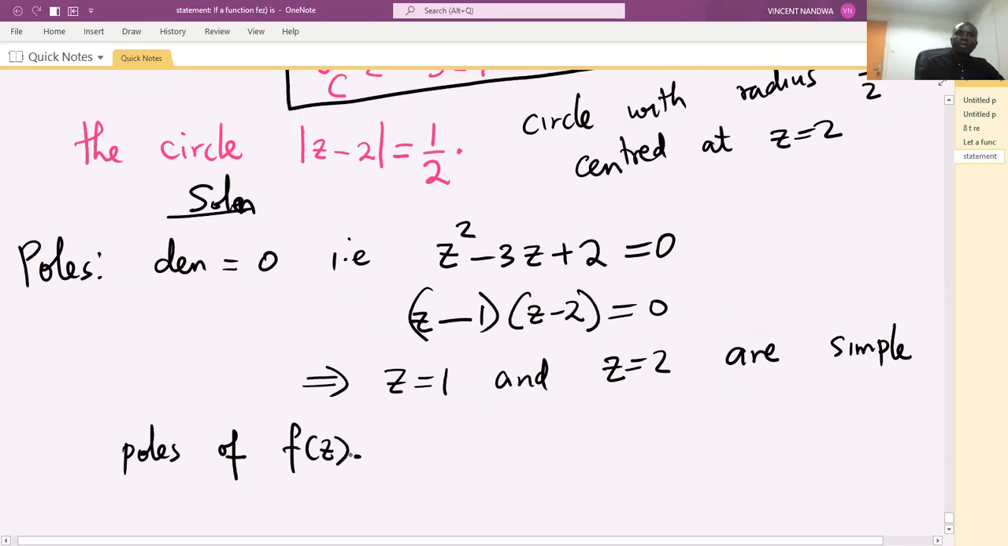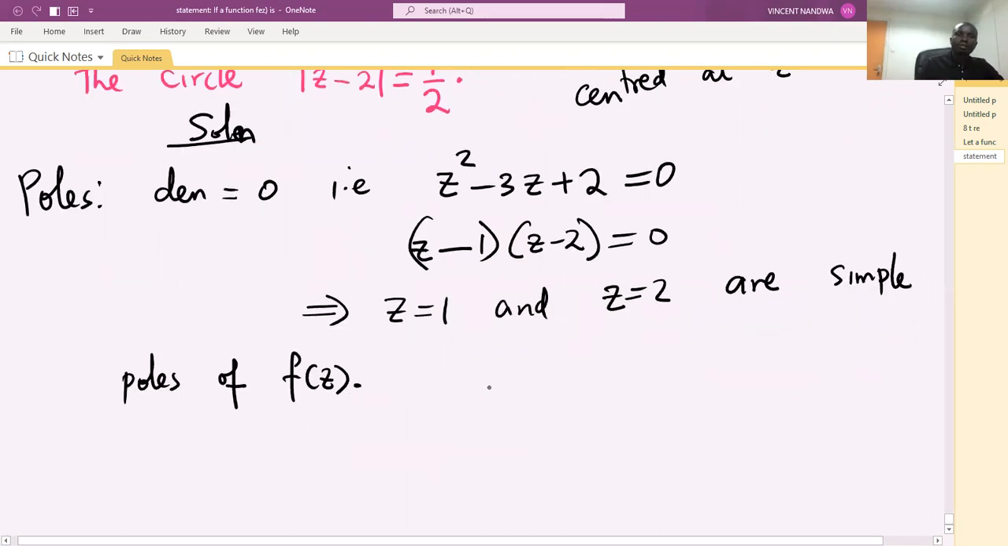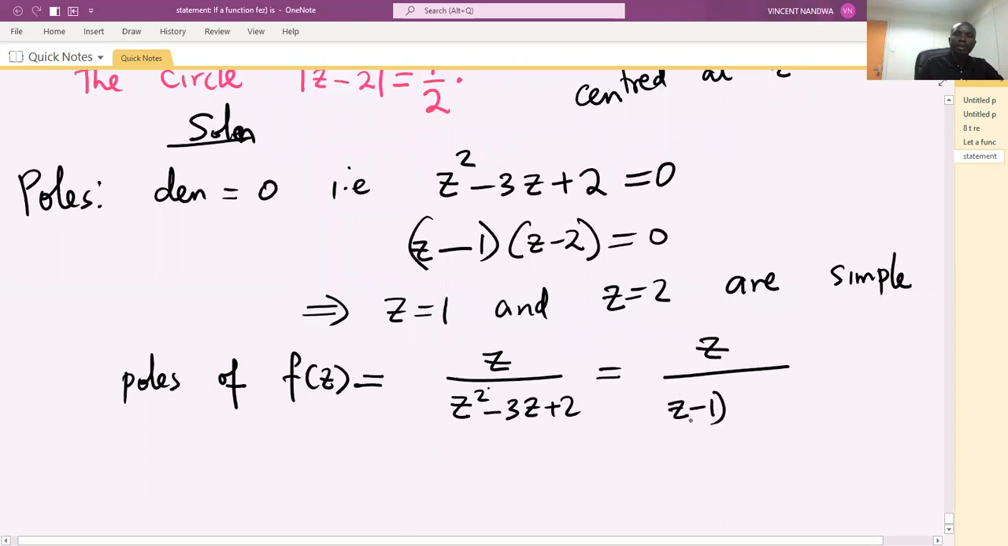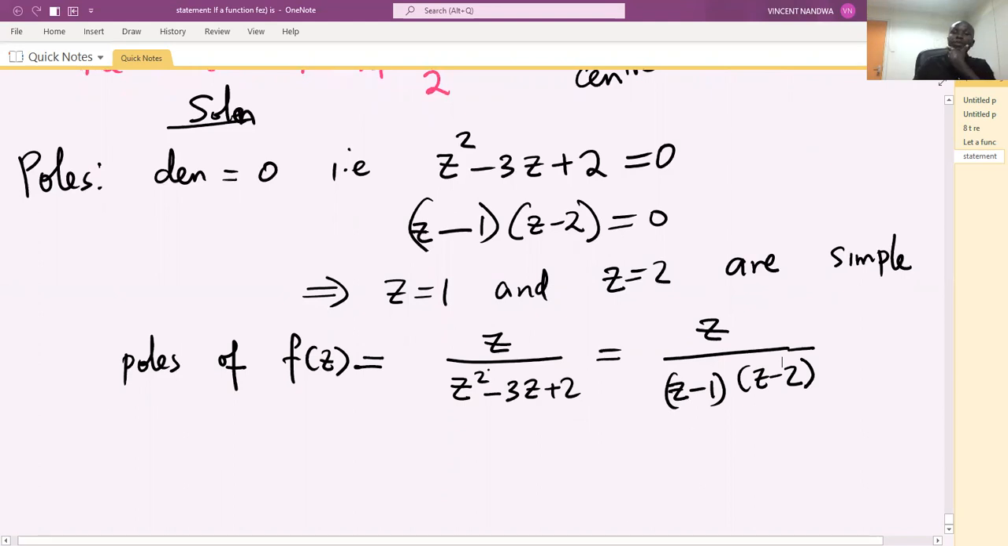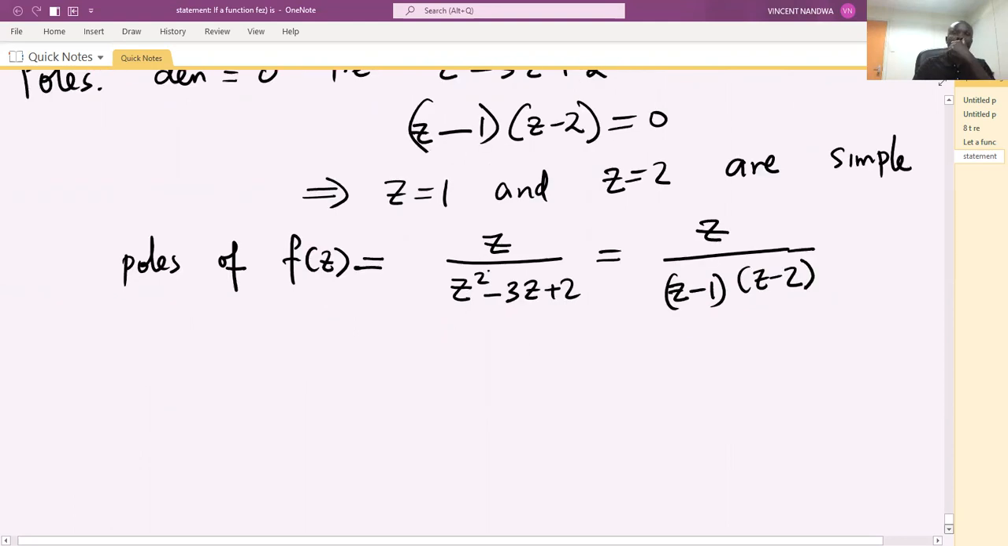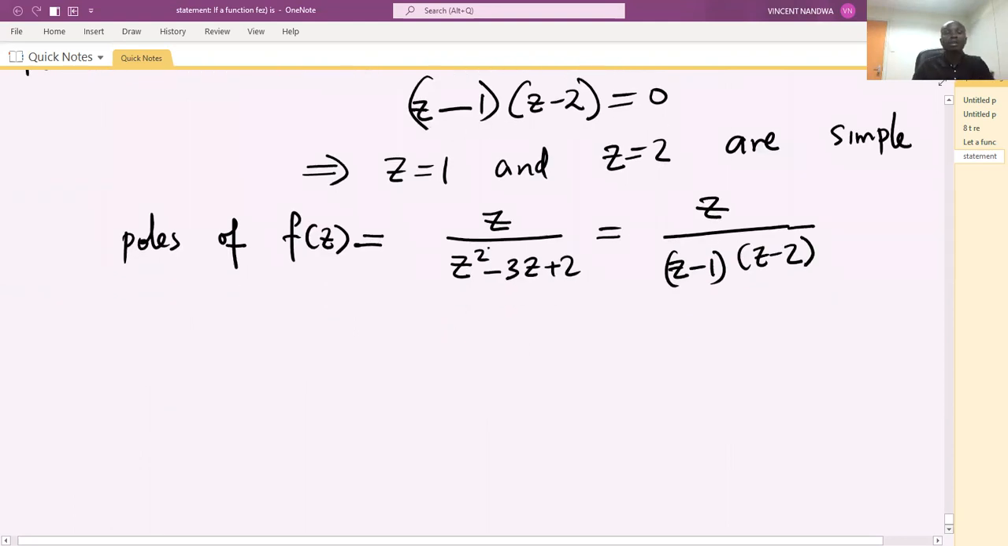Now, remember f of z is this function z over z squared minus 3z plus 2, which we can write as z over z minus 1 times z minus 2. Once we get the poles, let's see whether all the poles are within the circle, outside the circle, or one is within and another is outside. We do that by sketching.